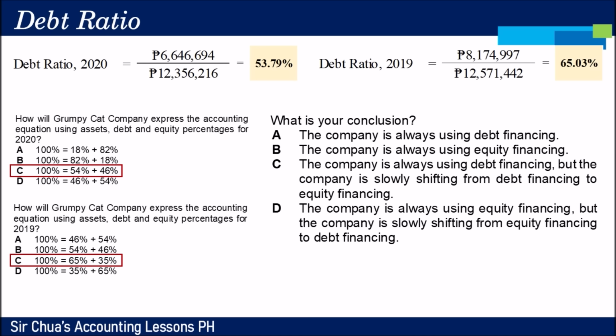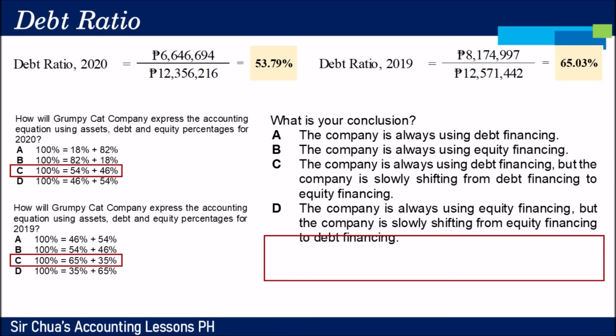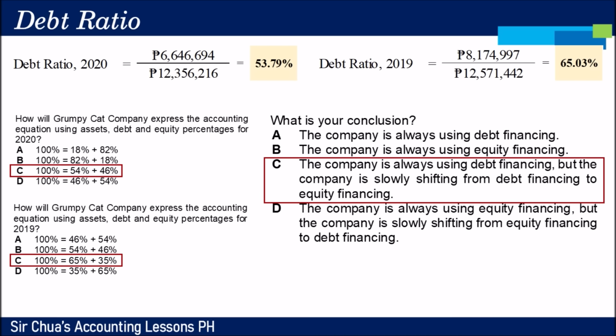Okay, assuming that you have your answer, the correct answer is letter Catriona pa rin. Letter C, the company is always using debt financing, but the company is slowly shifting from debt to equity. Bakit? Tingnan nyo yung debt ratio natin ng 2019, 65%. Tapos bumaba naman yung ating debt ratio ng 53. Tapos si equity naman natin, galing sa 35, tumaas ng 46.